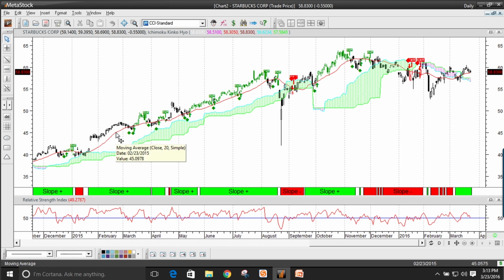And basically it's trying to decide if it's going up, if it's going down, or if it's going sideways. In other words, if it's going up and if it's going up enough, it's going to tell you that the slope is positive down here. If it's going down and if it's going down enough, it's going to tell you that the slope is negative. So we're looking at what the trend is. We want to trade in the direction of the trend.